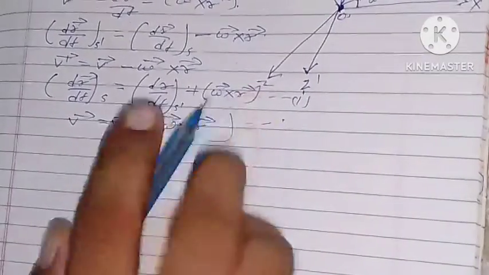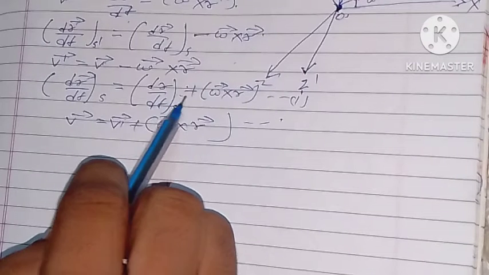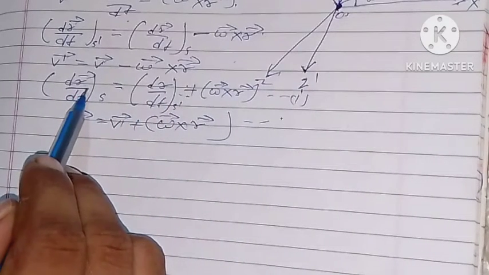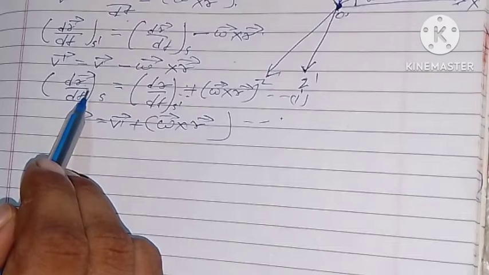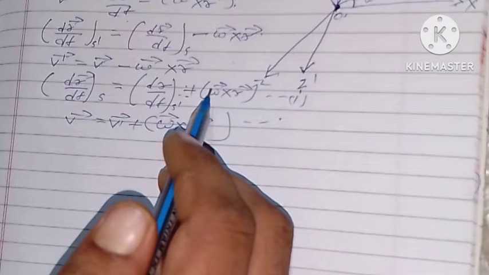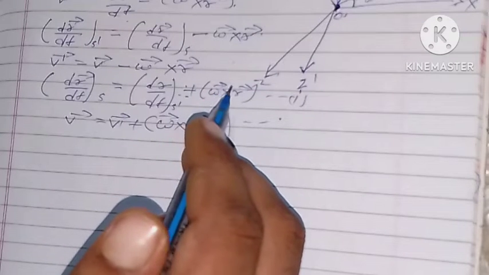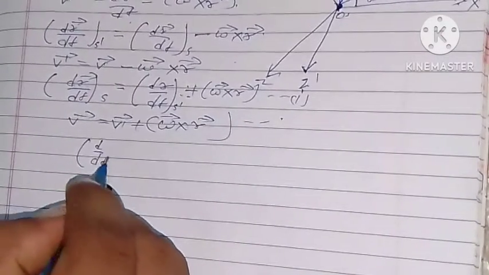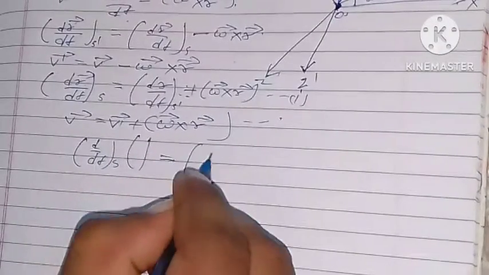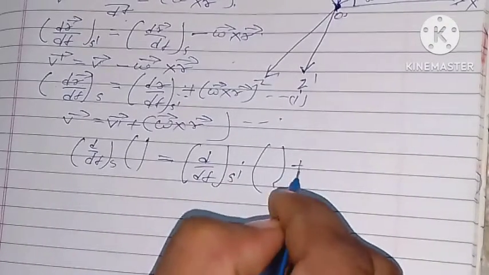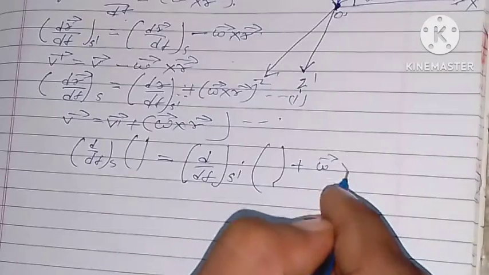The above relation relates the rate of change of a vector, in this case the vector r, in the two given frames of reference S and S dash, and holds good for other similar vectors, and may be expressed as an operator equation: d upon dt equals d upon dt in S dash plus omega vector cross.